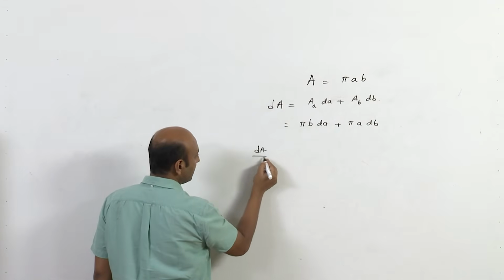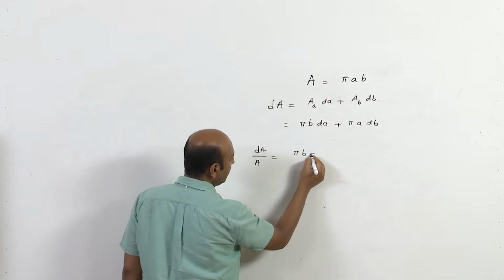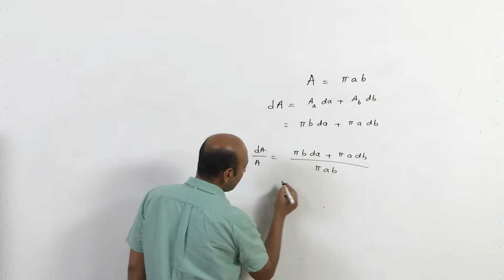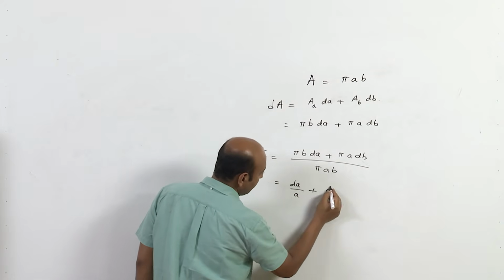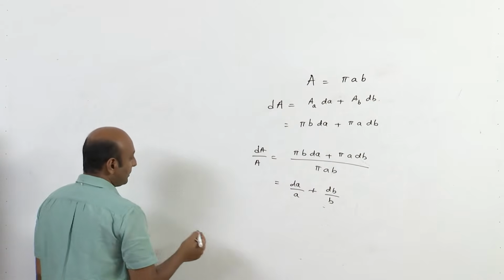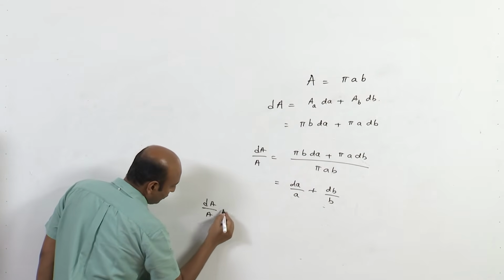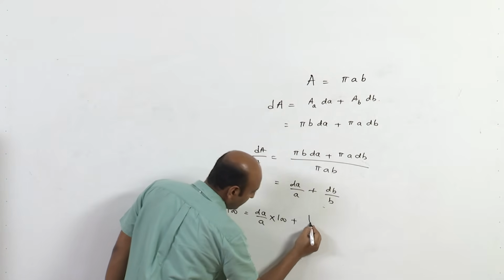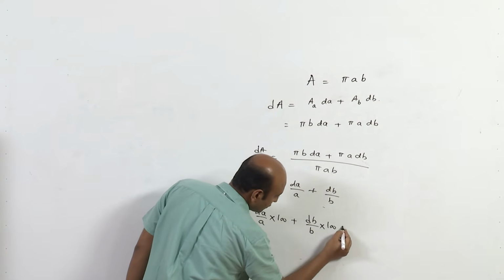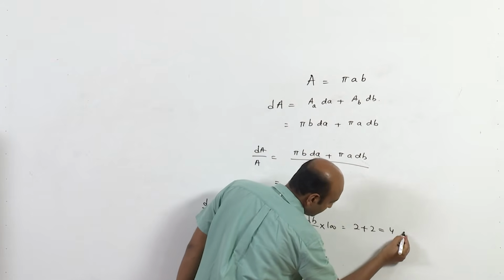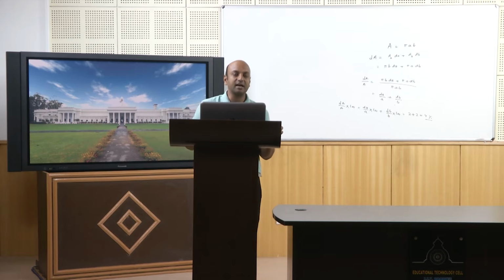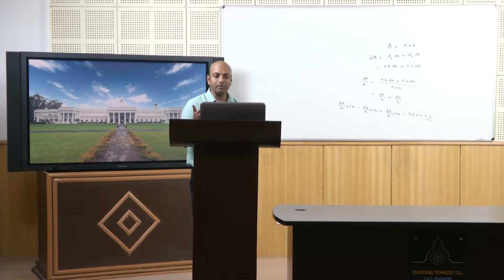Now, dA upon A will be equal to pi b da plus pi a db upon pi ab, and that will be da upon a plus db upon b. So, the percentage change will be da upon a into 100 plus db upon b into 100. So, that will be 2 plus 2, that is 4%. So, that is how we can find out the corresponding percentage error in the value of the area of the ellipse. Now, there are also some more problems based on this.